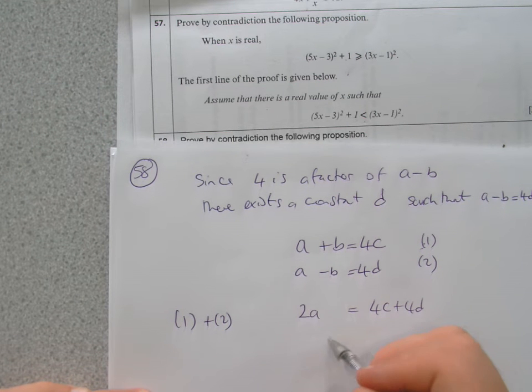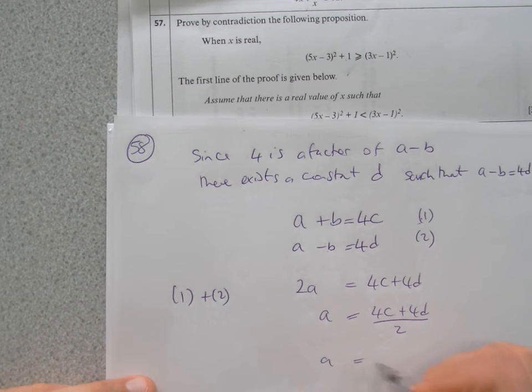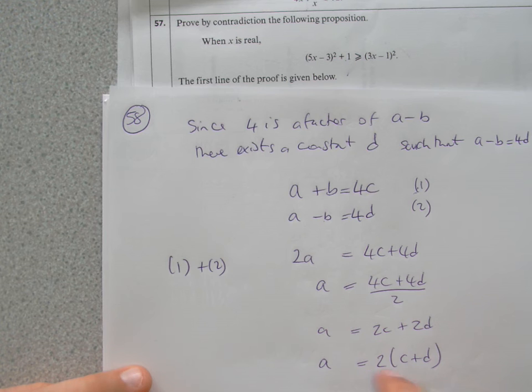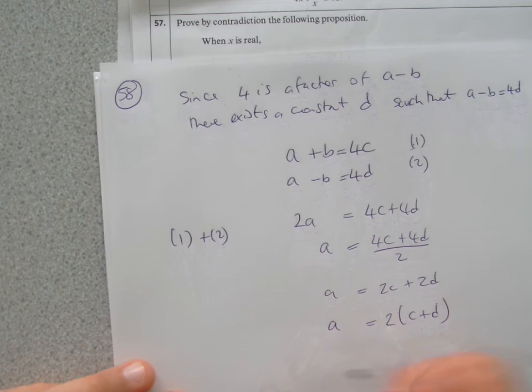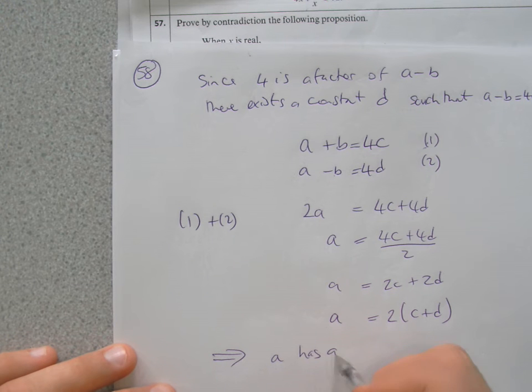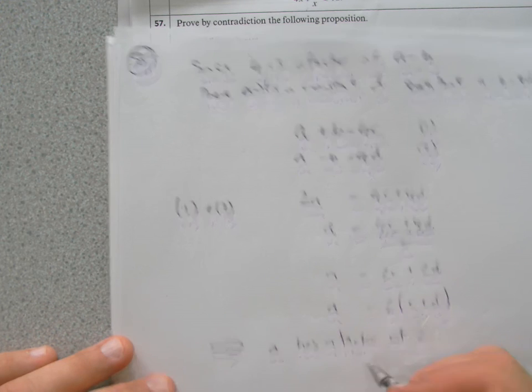But then watch what happens. a becomes 4c plus 4d divided by 2. If I divide each term by 2, I get this, and then I can factorize. I can say a is 2 times the bracket c plus d. But hang on a minute, what's that saying about a? This implies a has a factor of 2, 2 times something.